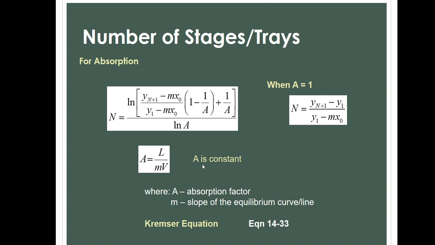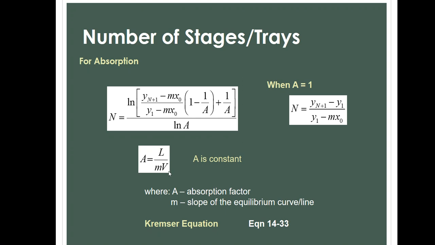Now, if A is a constant and has a value of 1, then it will be a simple formula like this. If A is a constant but still does not have a value equal to 1, you will have to use this one. Okay? So, A is the absorption factor, M is the slope of the equilibrium curve or line. This is given most of the time by the problem. And L over V is the slope of the operating line.